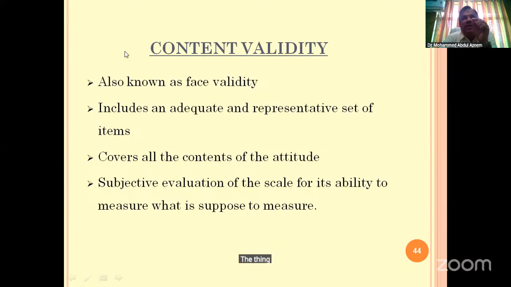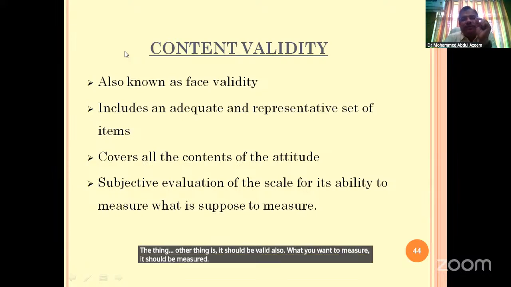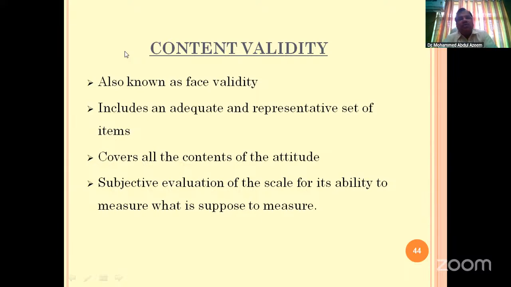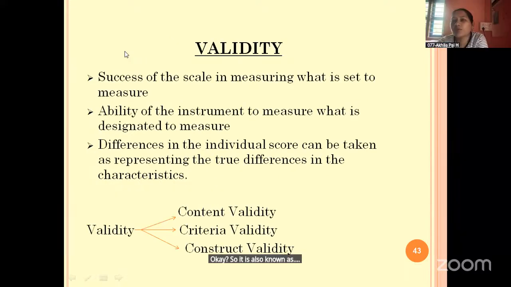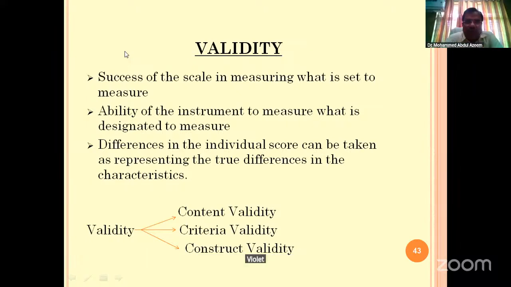The other thing is, it should be valid also. What you want to measure should be measured. Sir, is it tested through the pilot study responses? Pilot study only. You prepare a questionnaire and give it to your colleagues. If your colleagues understand and give similar answers, that means your questionnaire is good. If you get more variation in your answers, that means there is some problem in the questionnaire.